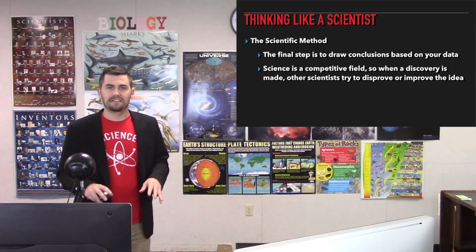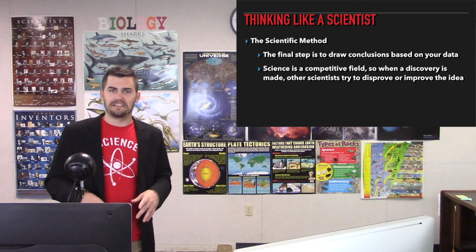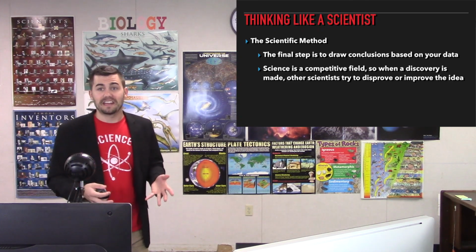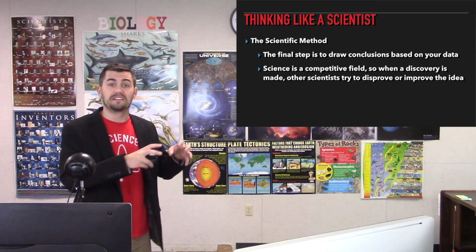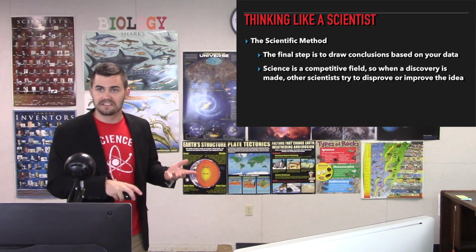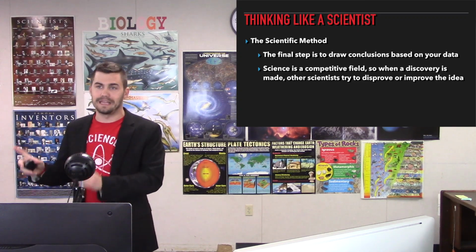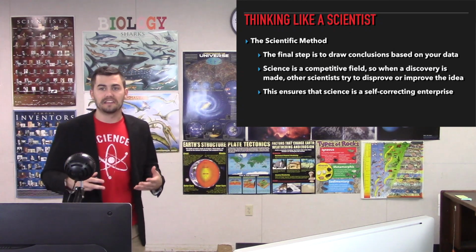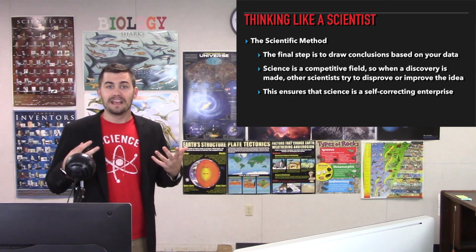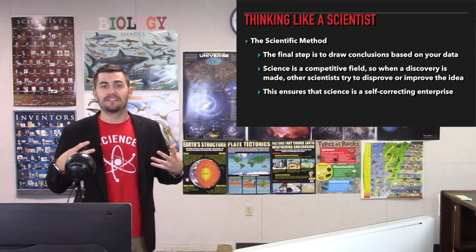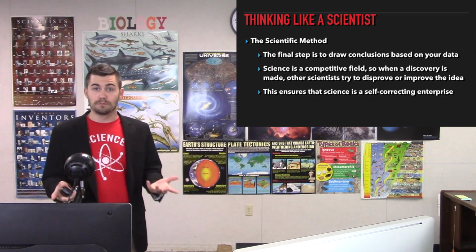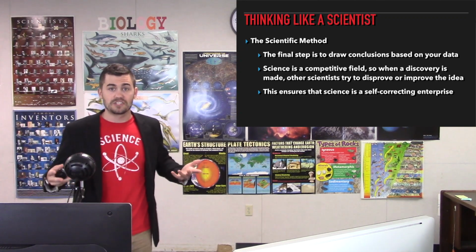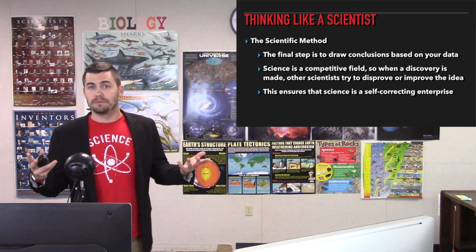So another tremendous value in science is that the field is competitive. When a discovery is made, other scientists actively try to disprove whatever one scientist discovered, or they try to improve on their idea. This ensures that science is a self-correcting enterprise, and scientists make their data public. They publish it. Universities and other organizations that do scientific research, that information is publicly available.